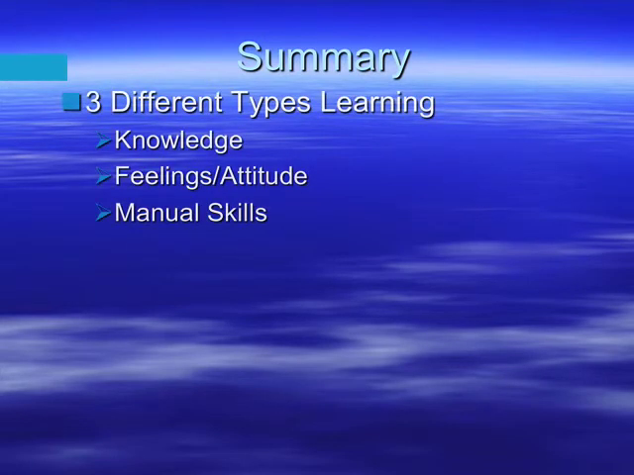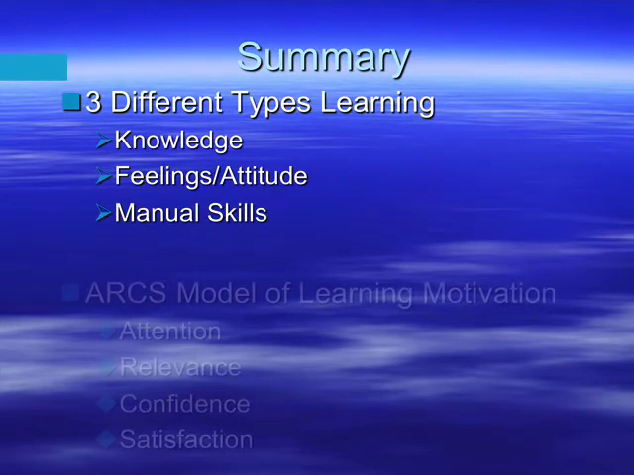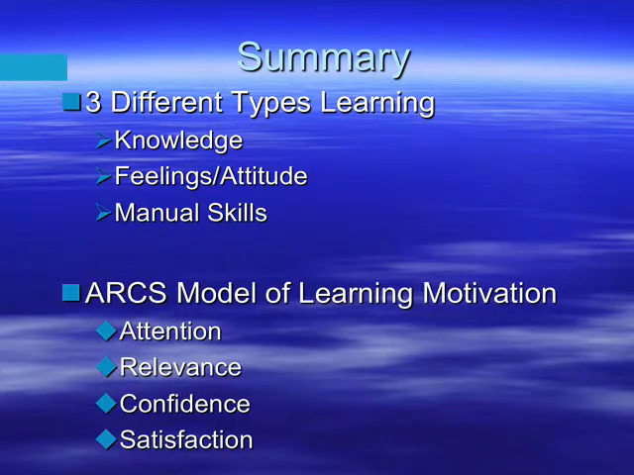So to summarise the key elements of this video, there are 3 different types of learning. They are knowledge, skills and attitude. In order to motivate people to learn, you can use the ARCS model, which stands for attention, relevance, confidence and satisfaction.